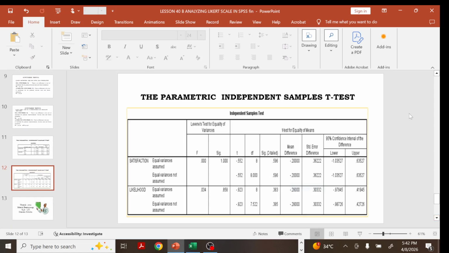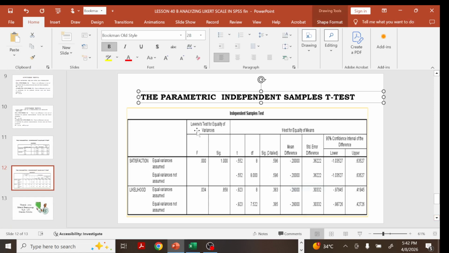Now, when you look at this test here, you have, first of all, Levene's test for equality of variances. And this test must not be significant. So usually there should not be a difference between the two variances. Like this, the significance is greater than 0.05 for both satisfaction and the likelihood. From here, we can proceed.